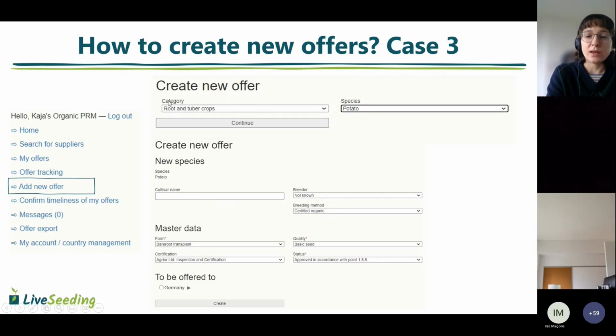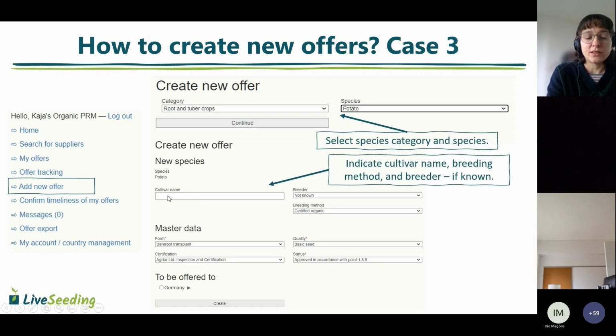And then first you will need to select the category and species your cultivar fits into. Then you will need to put in the denomination of the cultivar and indicate the breeder and breeding method if known. And also when you put in the denomination of the cultivar, please check again the spelling and whether it's the right denomination, so how the cultivar was registered. And then below you see the same information as before. You put in the form, quality, certification, and status, and then select the countries you want to offer this to.